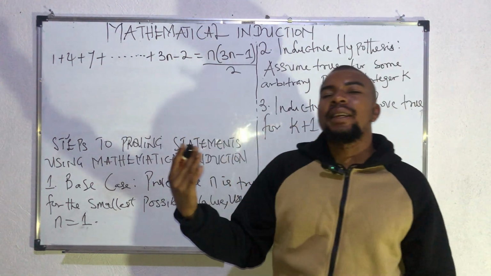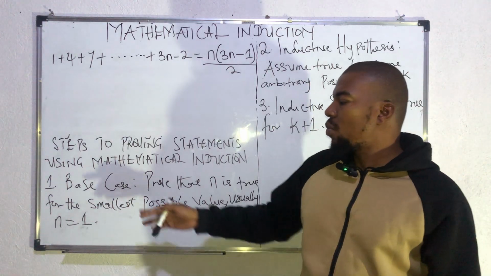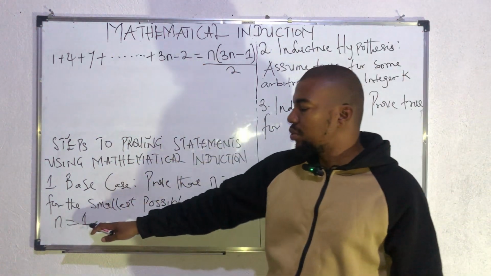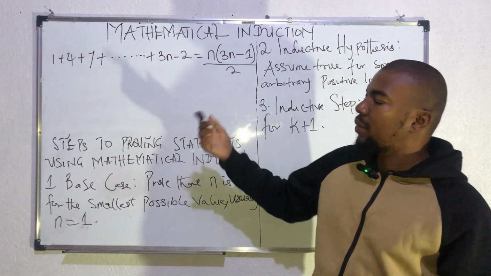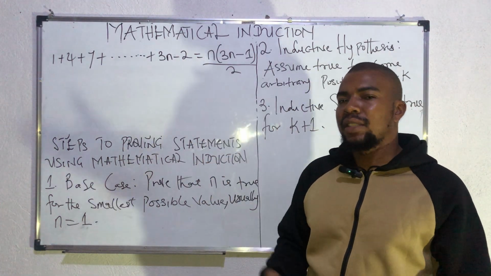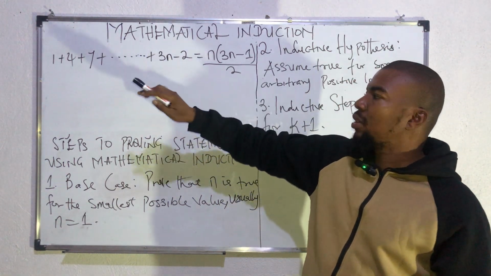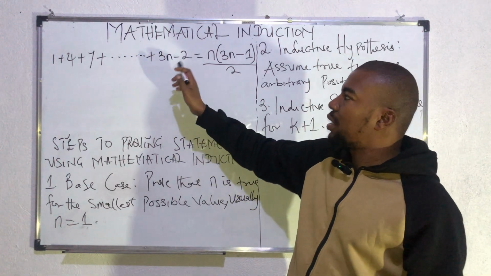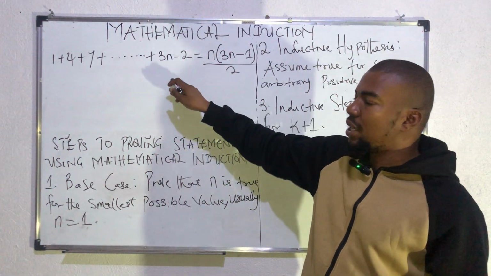What do we mean by testing for n equal to 1? It simply means that wherever we see n, we substitute a 1. So we put a 1 for n. For example, let's say I want to test for n equal to 1. I'll simply put 1 here. It's now going to be 3 multiplied by 1 minus 2. 3 times 1 is 3, and 3 minus 2 gives us a 1.